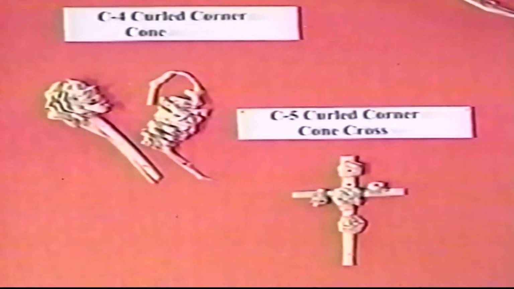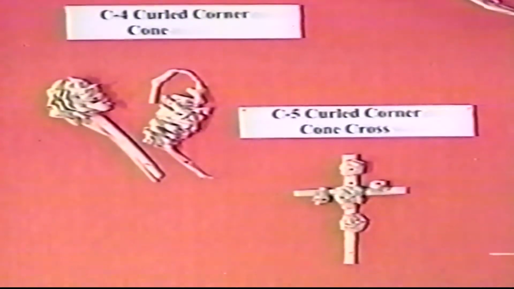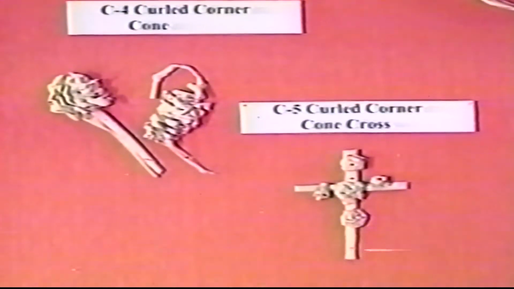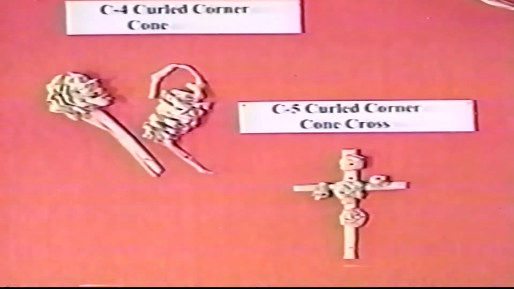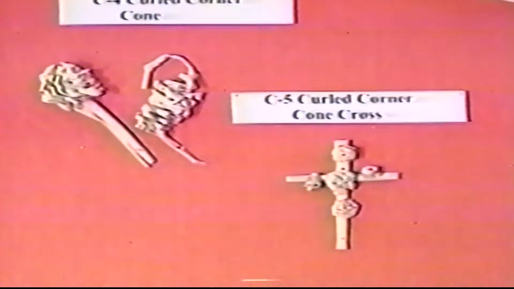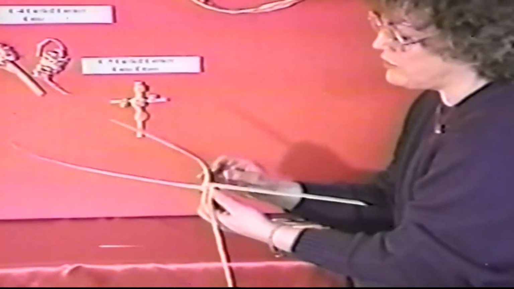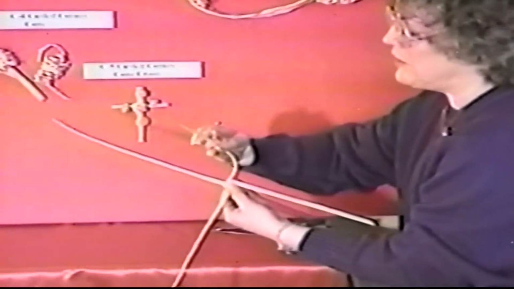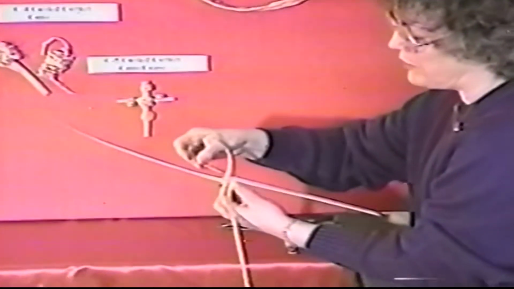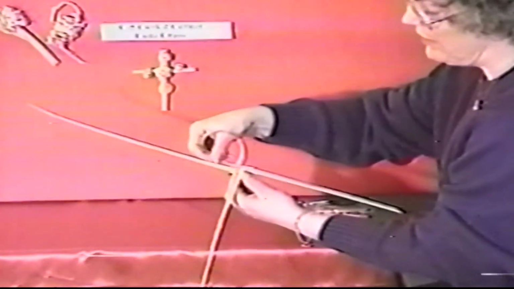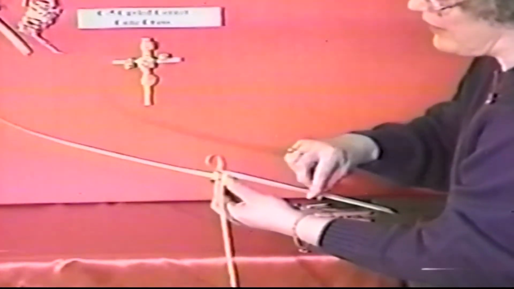I'm going to show you how to make the curled corner cone. From these, you can make what is called a curled corner cone cross. You start out the very same as when you make the square cone. After you get your base secured, you start making loops and bringing them through the little pockets that you've made.